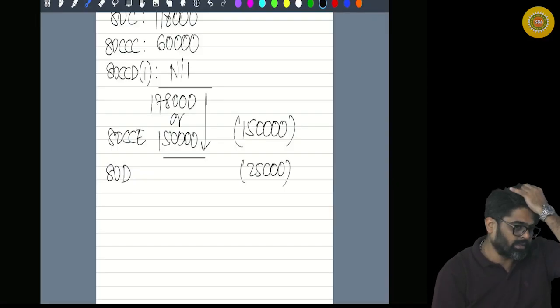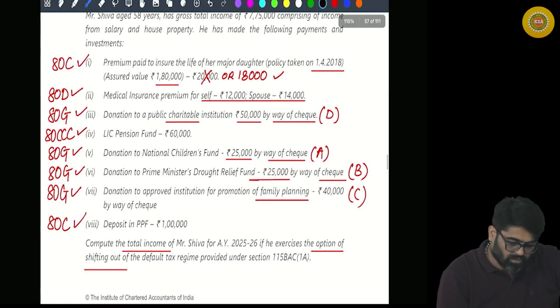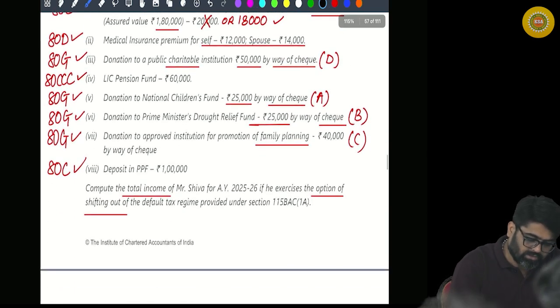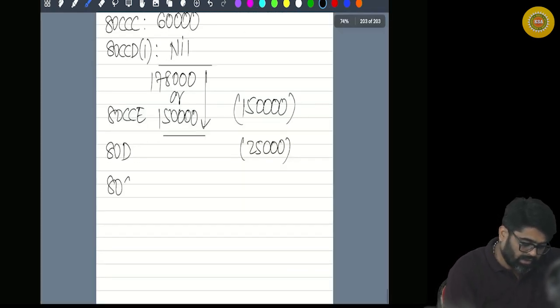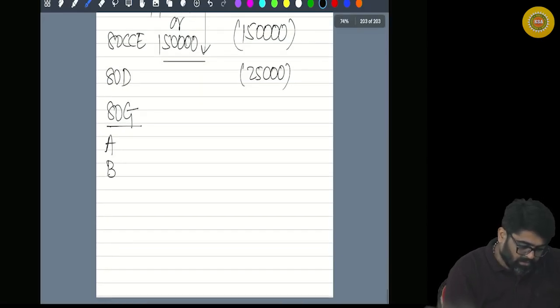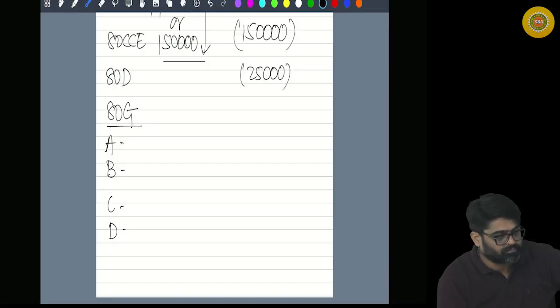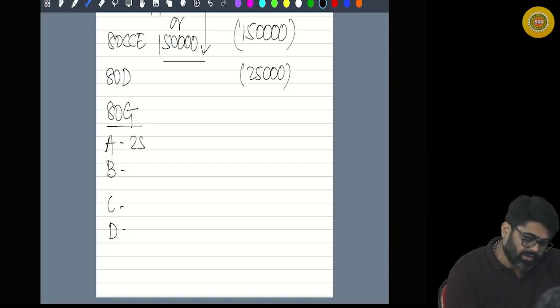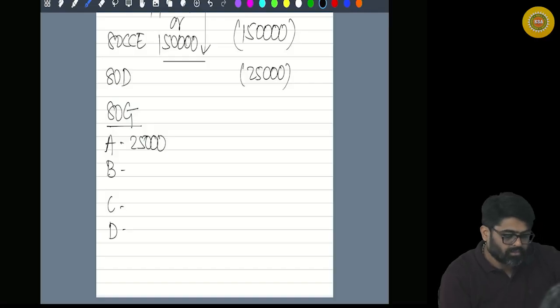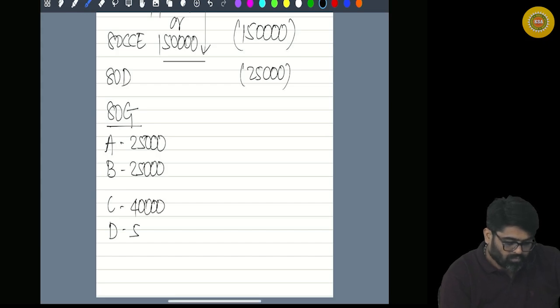Apart from 80D, any other deduction you can see? Apart from that, 80G is there, no? Hello, sir. 80G is there, no? Okay, sir. So we'll calculate 80G. Now under 80G, how many categories? A, B, and then C and D. A is how much? Total of A, 25,000. Total of B, 25,000. Total of C, 40,000. Total of D, 50,000.